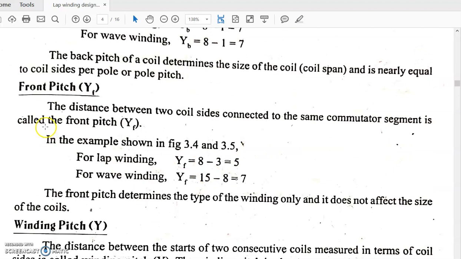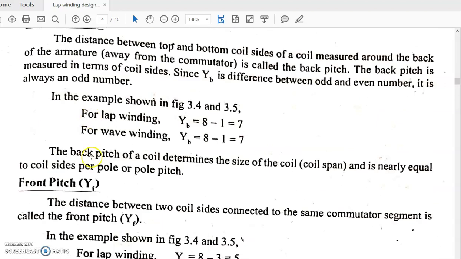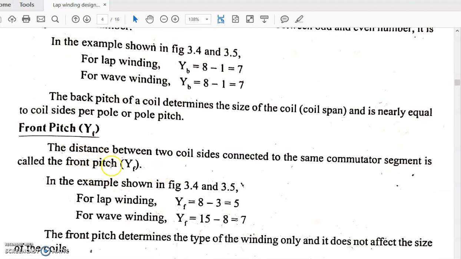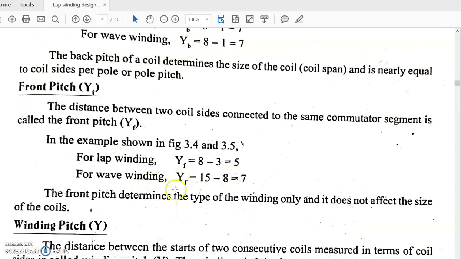Front pitch, YF. YF is the front pitch. It is the distance between two coil sides connected to the same commutator segment. It is also calculated in terms of slots only.